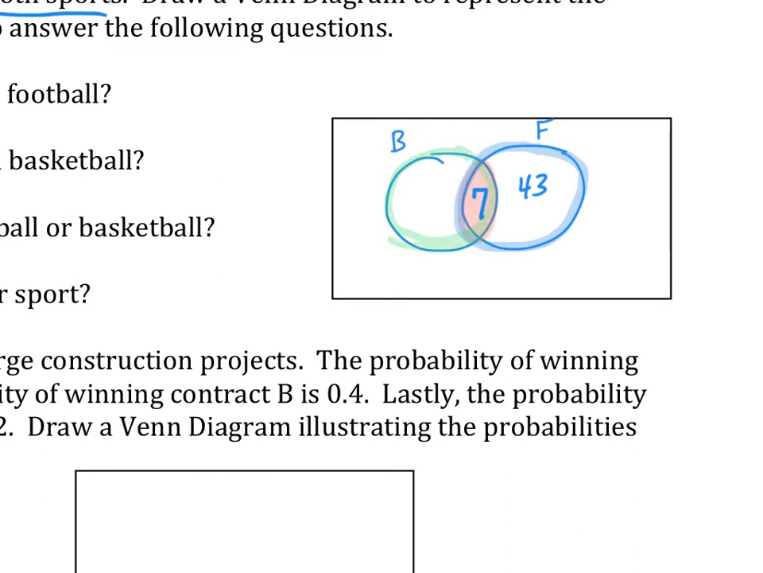So if we have 7 of them in the middle, how many would also be outside of the middle? So 7 and 5 is 12 total. So you see the basketball circle has 12. The football circle has 43 plus 7 is 50. Notice that the 7 in the middle is not written in there twice. It's just 50 on the right circle, 12 on the left circle, and then the overlapping part is 7.